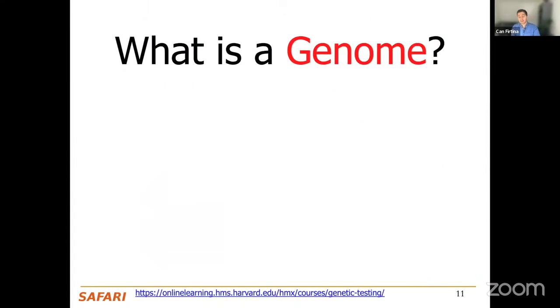So then I guess understanding genome analysis can be really important. Let's then cover the basics of the genome, right? So basically, what is a genome, right?